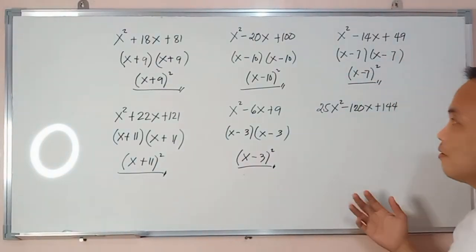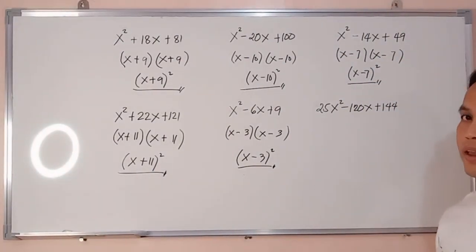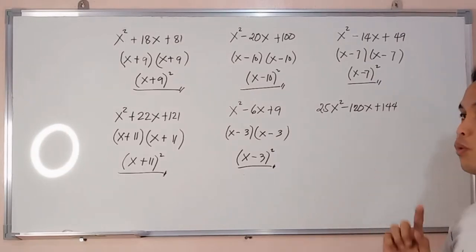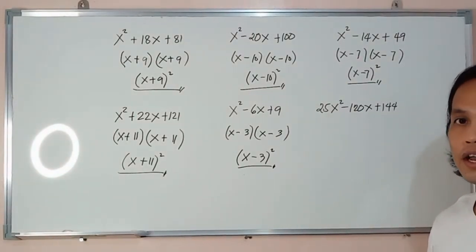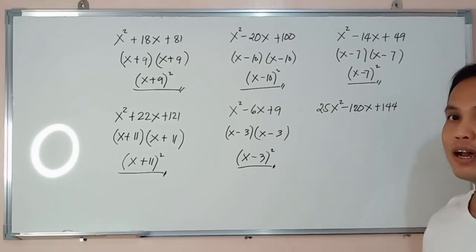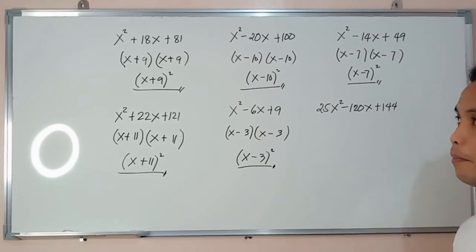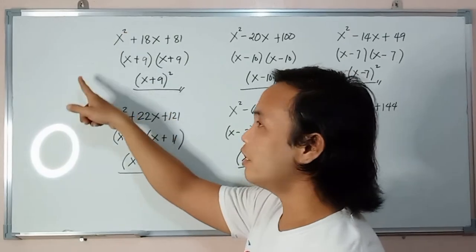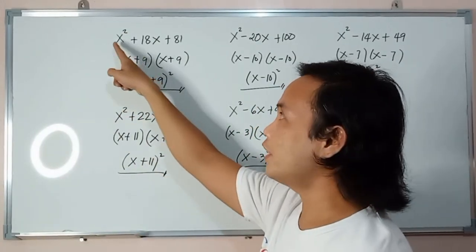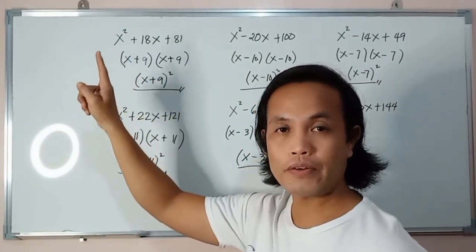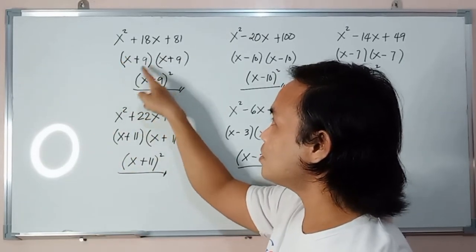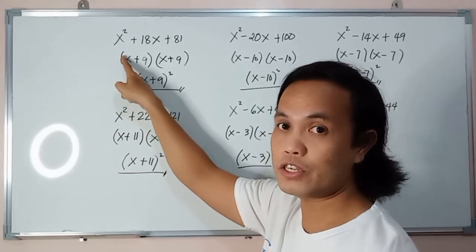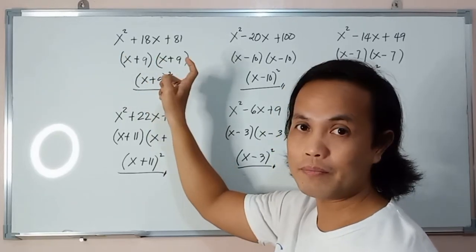Now, next example: we have 25x squared minus 120x plus 144. As you can see, our first term has the coefficient 25. By the way, in the previous examples we have x squared, and the coefficient of x squared there is 1. We know 1 is a perfect square, and the square root of 1 is 1. That's why we have x times x, because it has an assumed coefficient of 1.